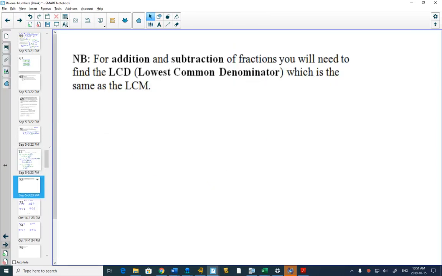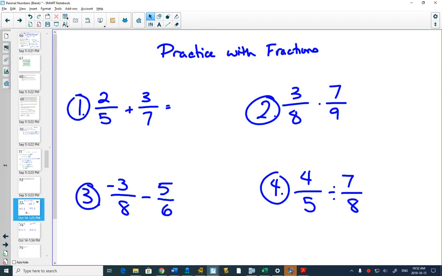Where do we use our lowest common multiple? Well, that's our rule for adding and subtracting fractions. We need to have the lowest common denominator, and your lowest common denominator is your lowest common multiple. So here's some practice for our fractions. When you're adding 2/5 and 3/7, what you're looking for in order to add them is a common denominator.